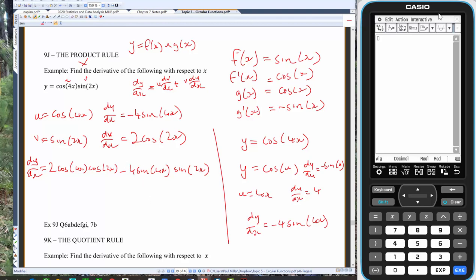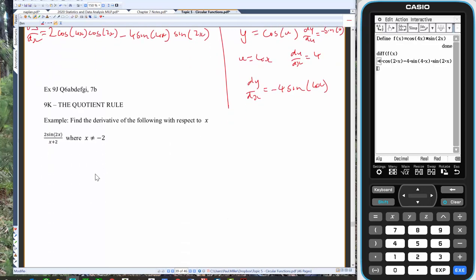Let's try it out on the calculator and see what it says. I'm going to define my function, define f of x equals cosine 4x multiplied by sine of 2x, and let's differentiate it. And there it is right there. That's all I need to show you for the product rule, and every problem in the textbook, from memory, is just a variation of that one.